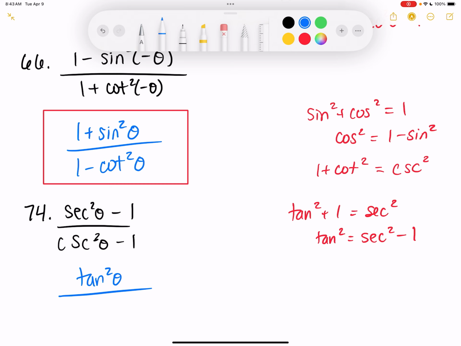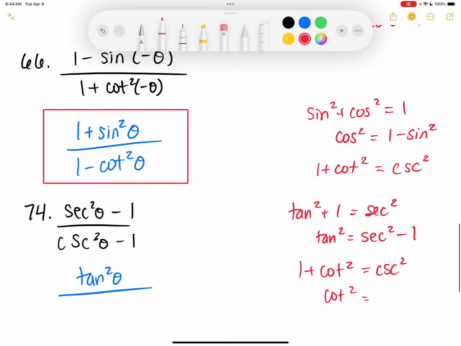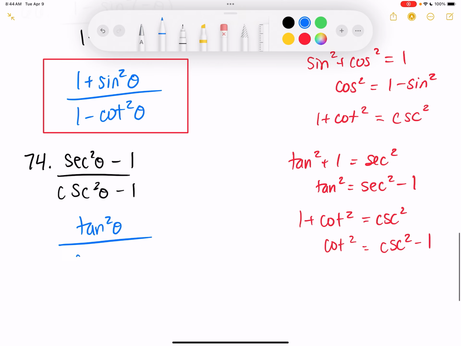Now the one that relates cosecant and 1 is this one right here. So 1 plus cotangent squared is equal to cosecant squared. But I need cosecant squared minus 1, so subtract 1. Cotangent squared equals cosecant squared minus 1. So I can replace the bottom with cotangent squared of theta.